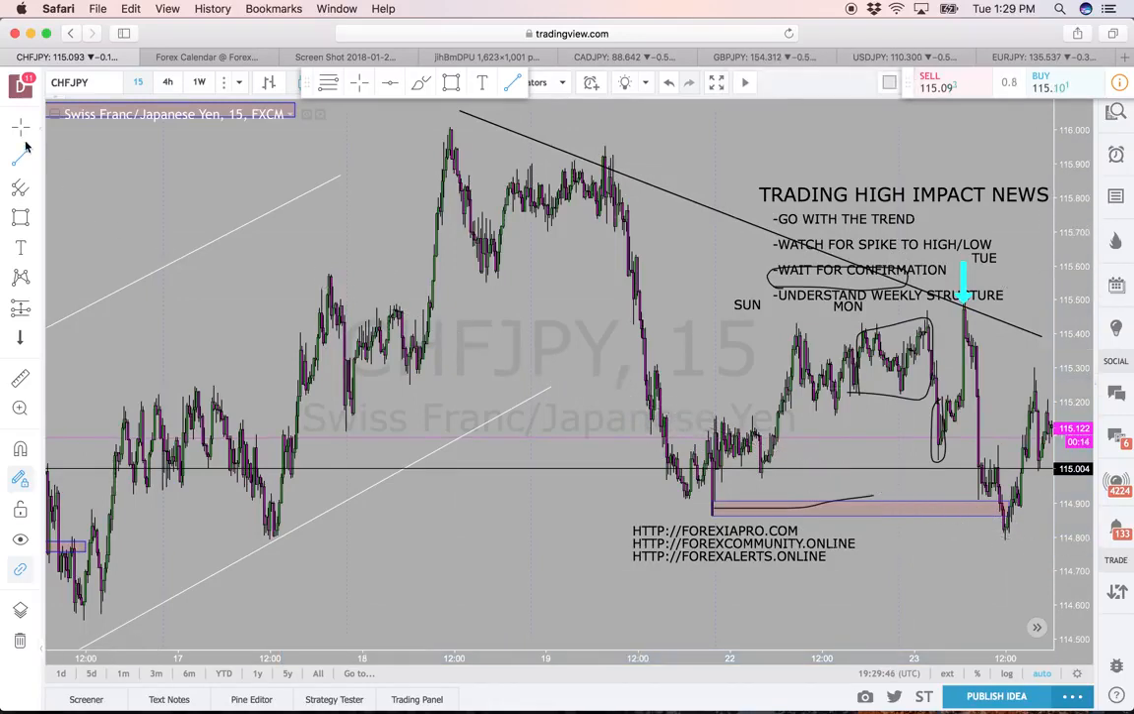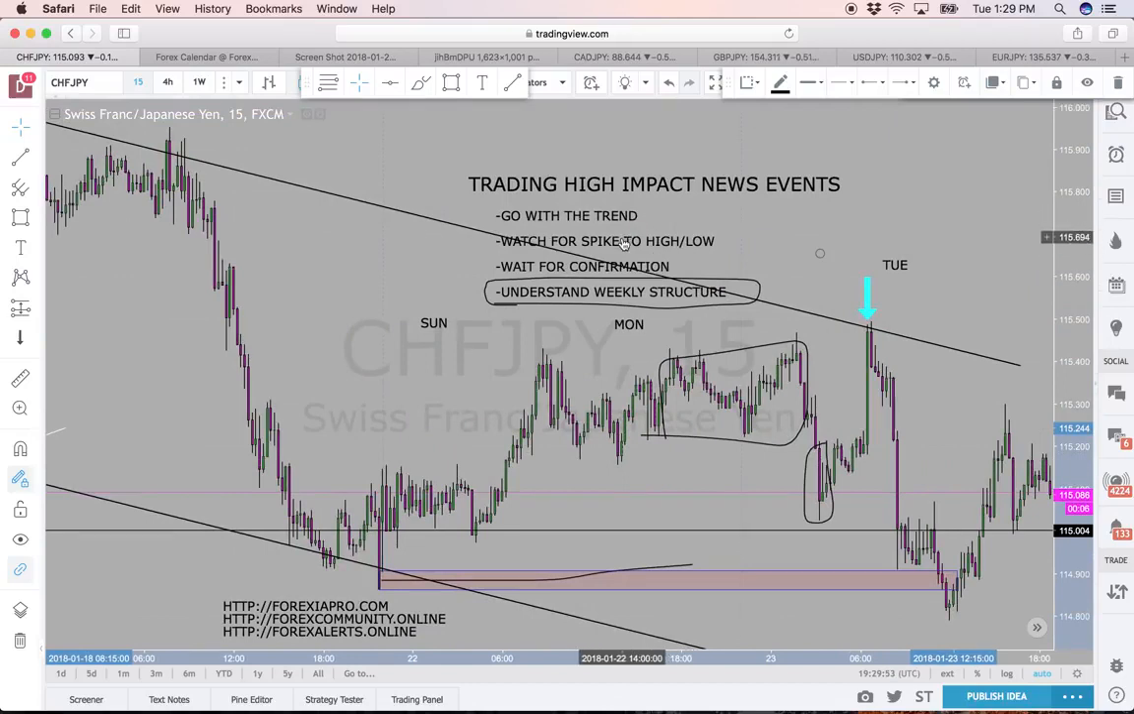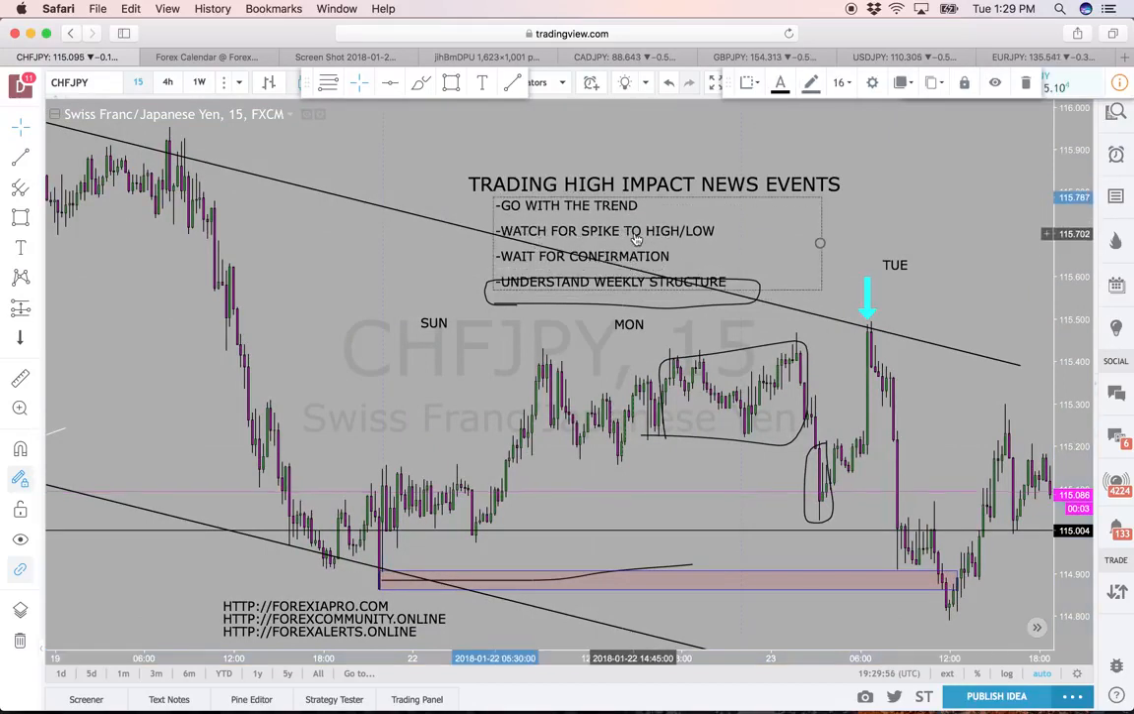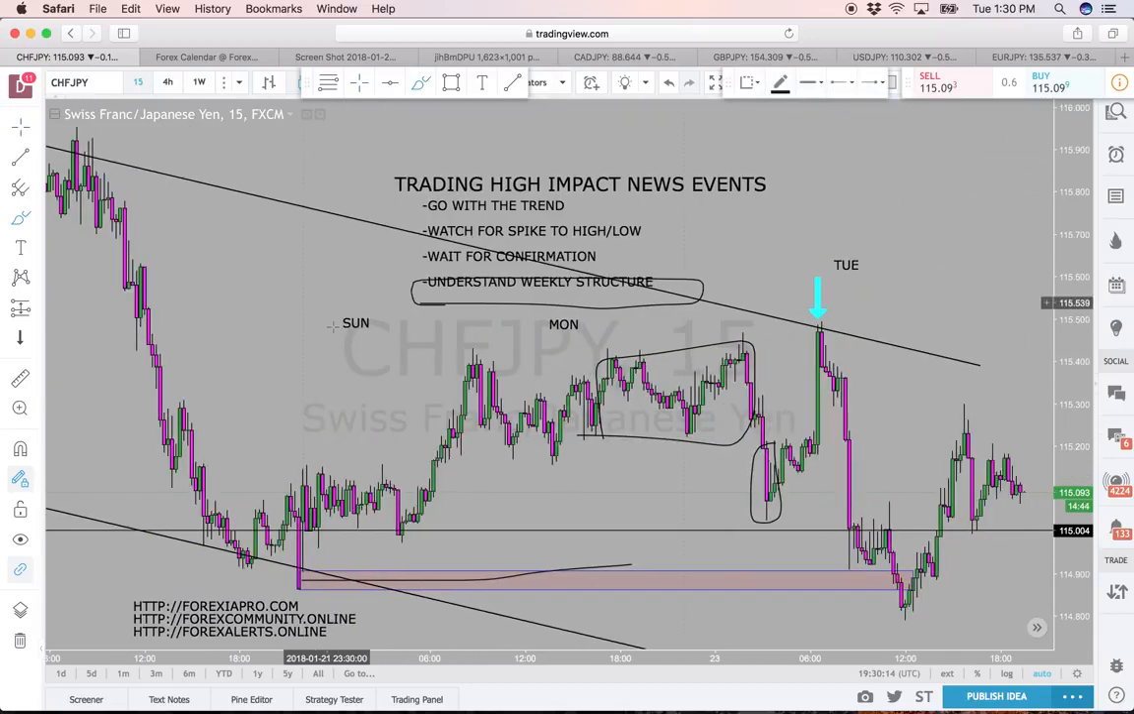So, watch for spikes to the low or the high. The higher the low of the day, going with the trend, the higher the low of the previous day, or the higher the low of the week or the month. So, this was Sunday. Here's the high of Sunday, Monday, Sunday, Monday, basically the same day.